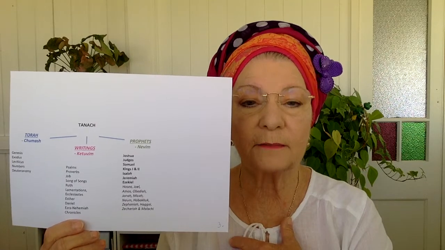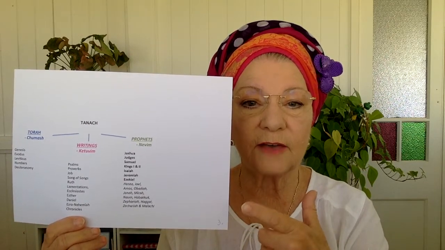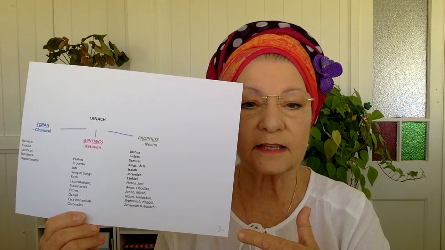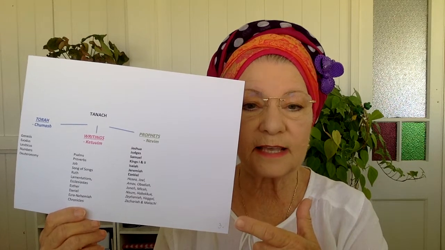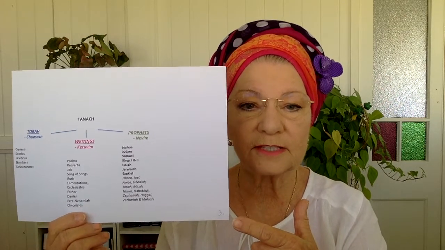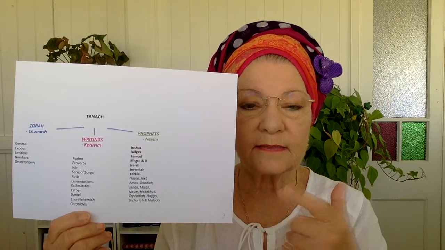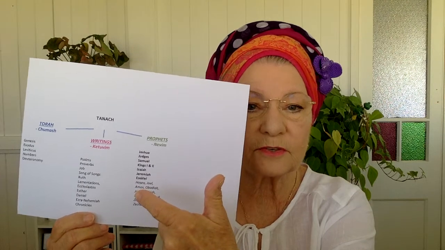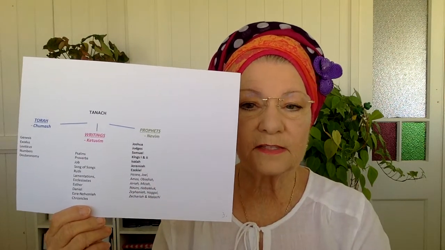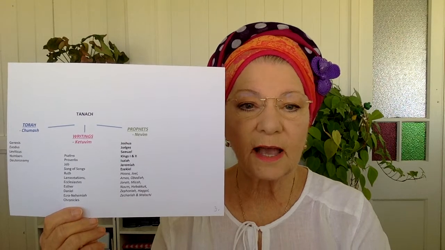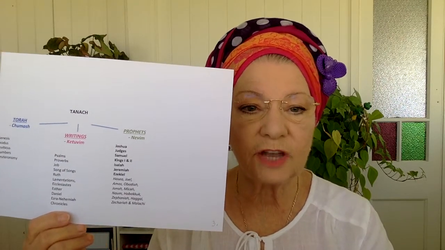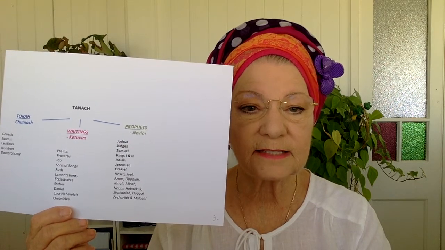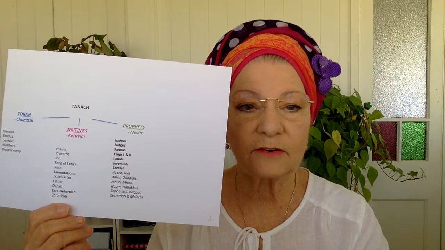Then you go over to the far side here and you have the prophets, sometimes called the Nevi'im, and you'll see that there is a list of prophets there, all of which are interesting. And then in the center here, you will see the writings, sometimes referred to as the Ketuvim. They're things you would all be familiar with, I imagine: Psalms, Proverbs, Job, Song of Songs, Ruth, Lamentations, Ecclesiastes, Esther, Daniel, Ezra, Nehemiah, and Chronicles.